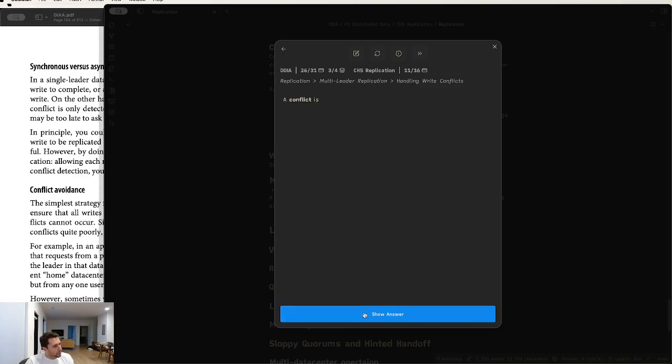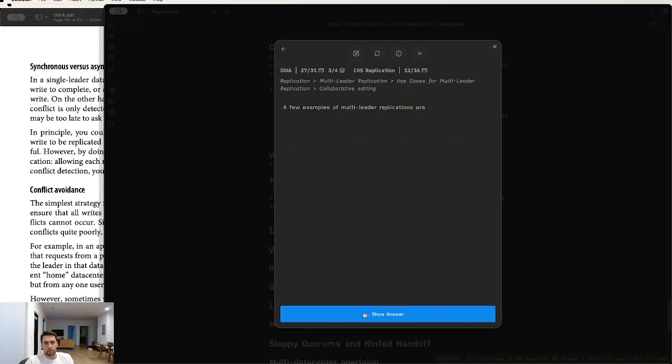A conflict in a multi-leader setup is when the same record is updated or written at the same time. Once we try and replicate, there's conflicting states.